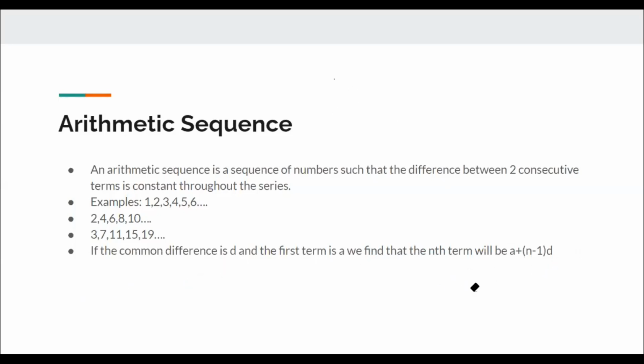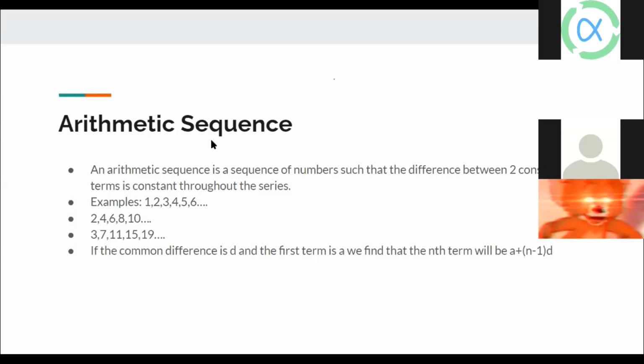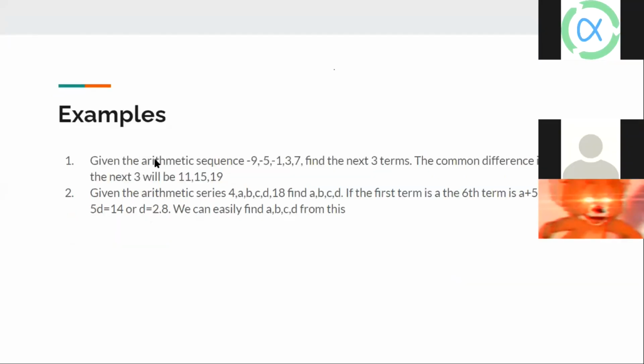Okay, so that was arithmetic sequences. Here are some examples. Given the arithmetic sequence -9, -5, -1, 3, 7, find the next three terms. The key phrase to look at here is arithmetic sequence. That means every two consecutive terms have a common difference between them. To find the common difference, we can take any two consecutive terms and subtract them. So let's just look at 3 and -1. 3 minus -1 is 4. So our common difference is positive 4. So our next three terms will be 7 plus 4, which is 11, 11 plus 4, which is 15, and then 15 plus 4, which is 19.